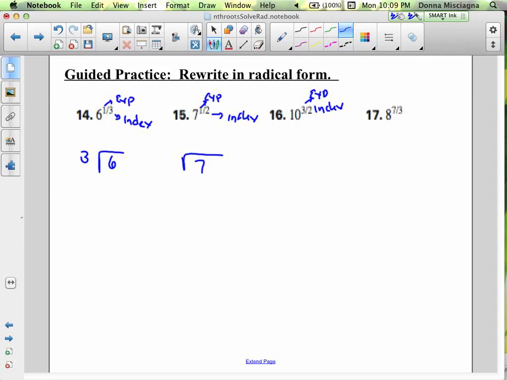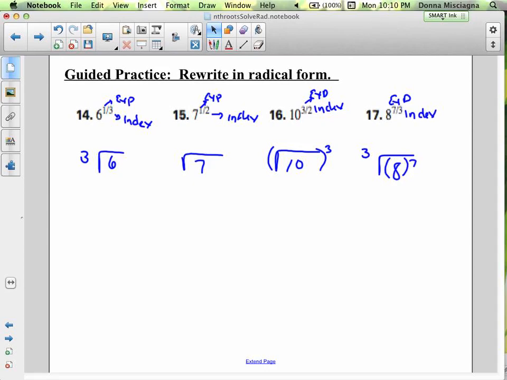This would be the square root of 10 cubed. Likewise, I don't need to write in the index because it's a square root. And then the last one here, the 7 is the exponent, and the 3 is the index on the radical. So this would be the cube root of 8 to the 7th power. Right, if we were asked to, we could evaluate that. In this lesson, we won't necessarily be evaluating. Just rewriting for right now.